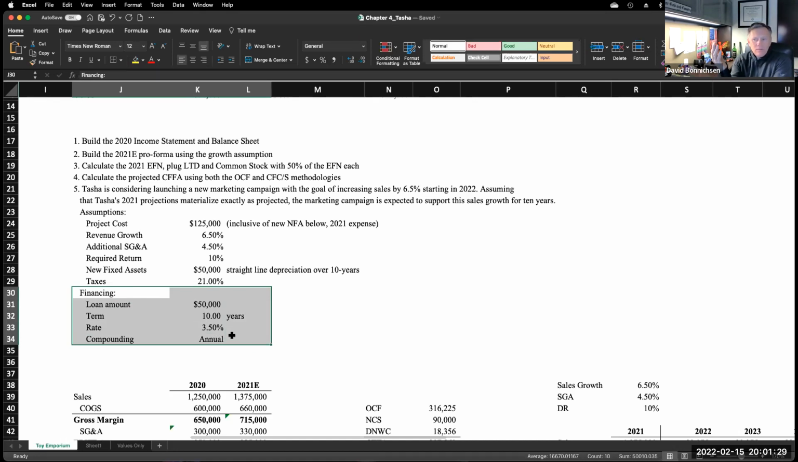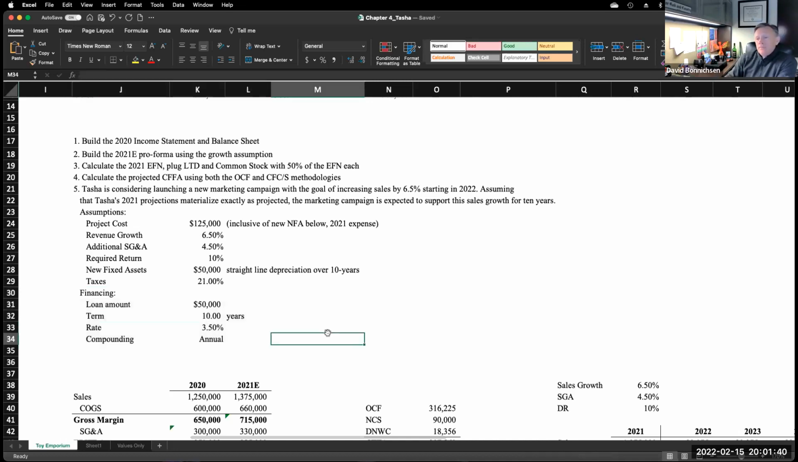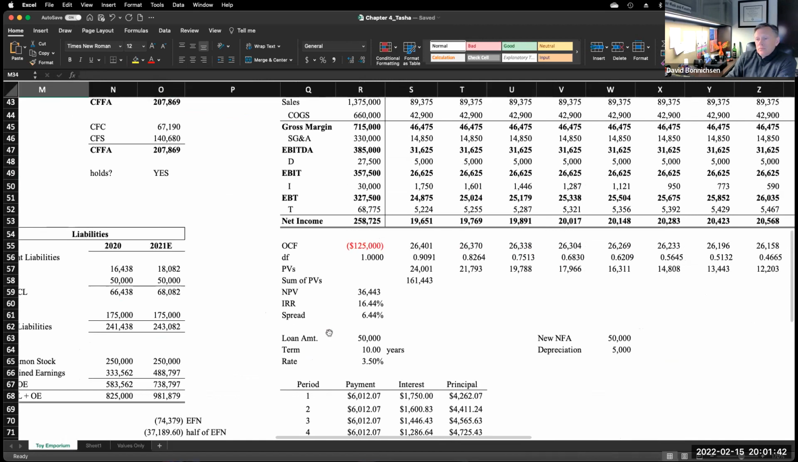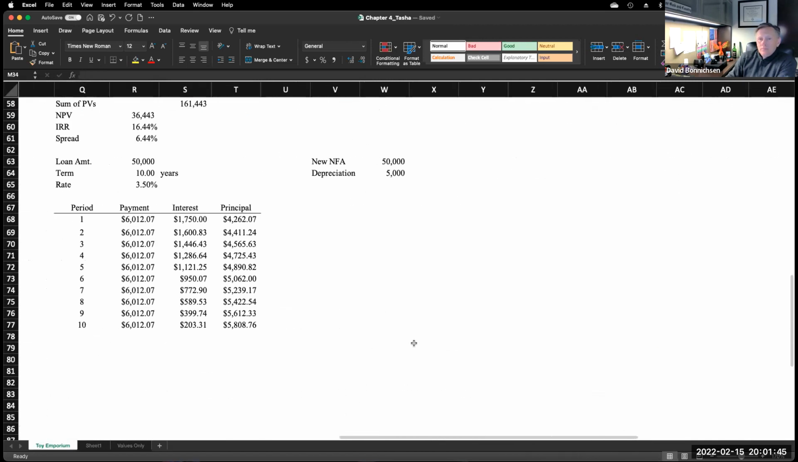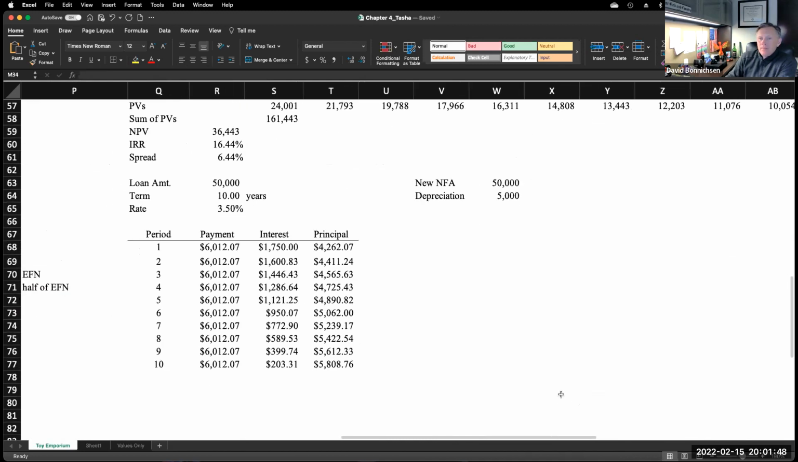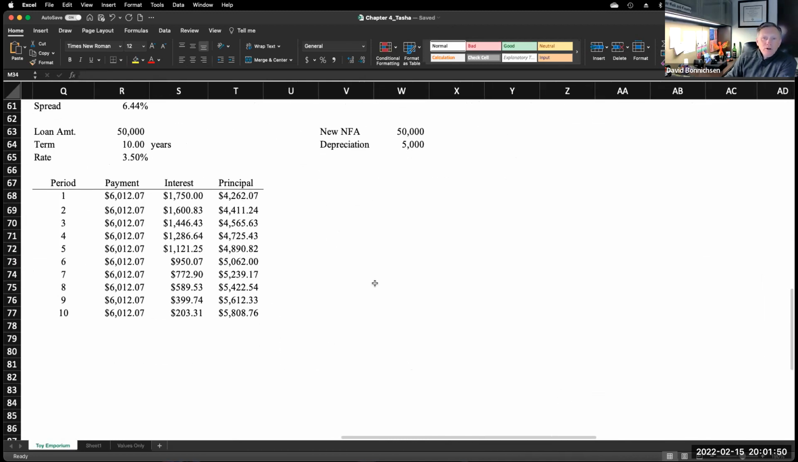Excel is such a magical tool that it'll actually tell us that with a couple of functions. So here's our loan data, right? $50,000, 10 years at a 3.5% rate. If we want to know what our annual payment is going to be on this loan, we can use the equals PMT function.